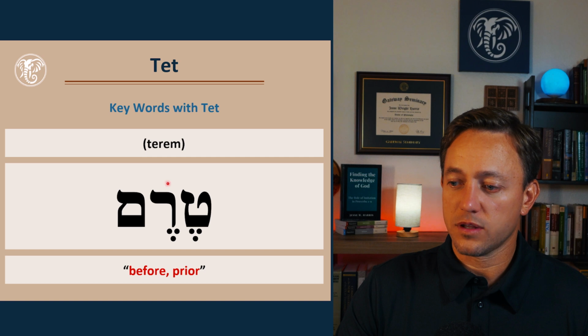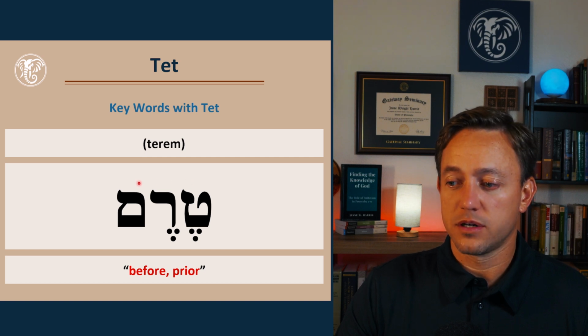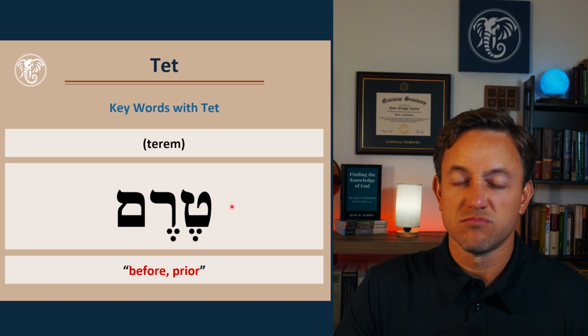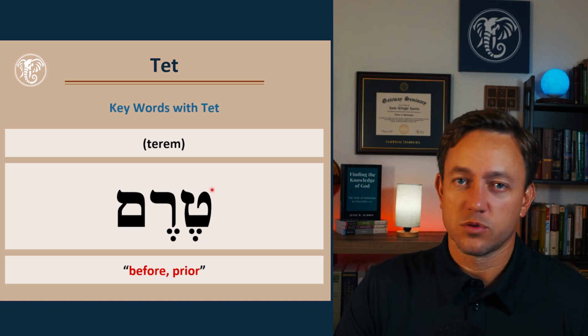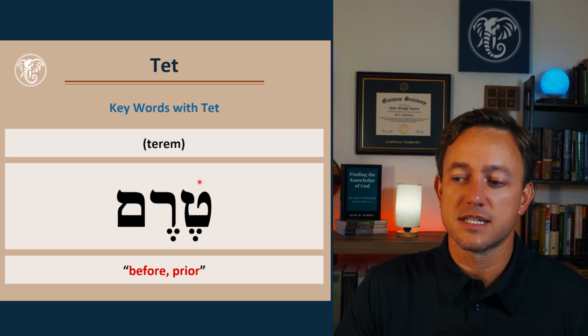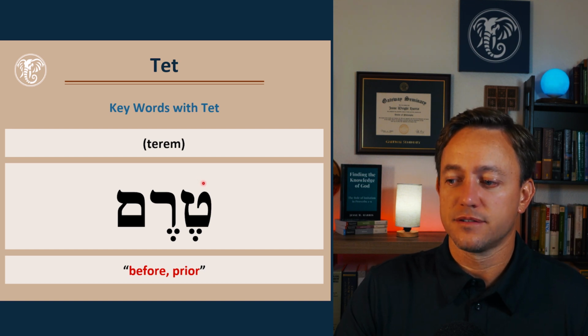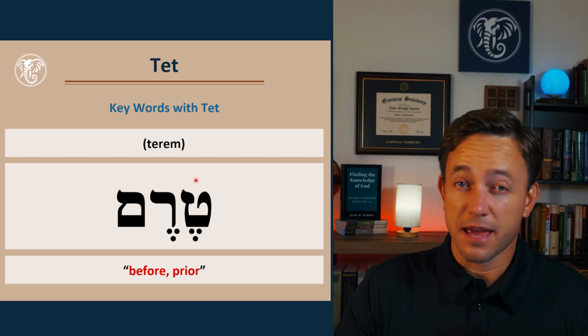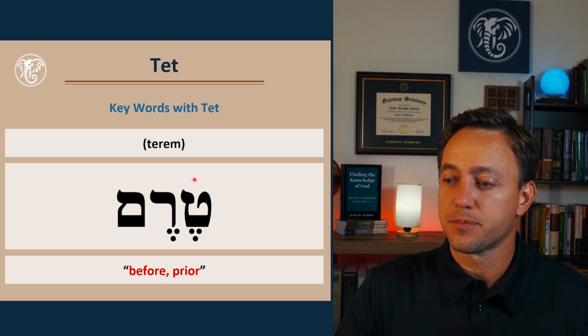All right, and then one last keyword here is the word terem. And this really just means like before or prior. So it oftentimes will get used in especially poetic verses and places, prophetic stuff, but it just means from the past. So really kind of time oriented, something from the past.